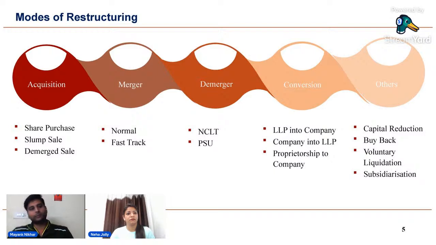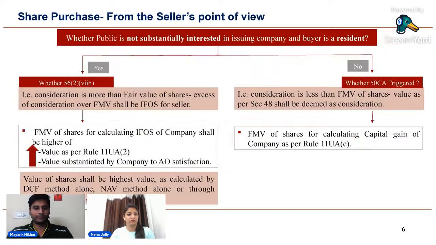Again, as I told you, we will be covering acquisition, merger, and demerger in this session. Under acquisition, I'll be specifically covering share purchase, slump sale, and demerged sales. Under merger, there are two kinds: normal and fast track. Demerger through NCLT and public sector undertaking, I'll leave these two for probably another session, and hopefully it will come soon. So, getting started with our session.